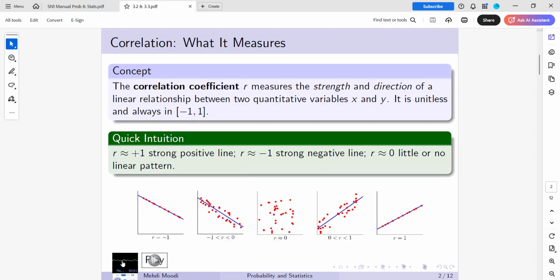Today we link two big ideas: how to measure linear association with the correlation coefficient, and why correlation doesn't automatically mean cause and effect. It's like seeing umbrellas and puddles together. Yes, they appear together, but one did not cause the other.